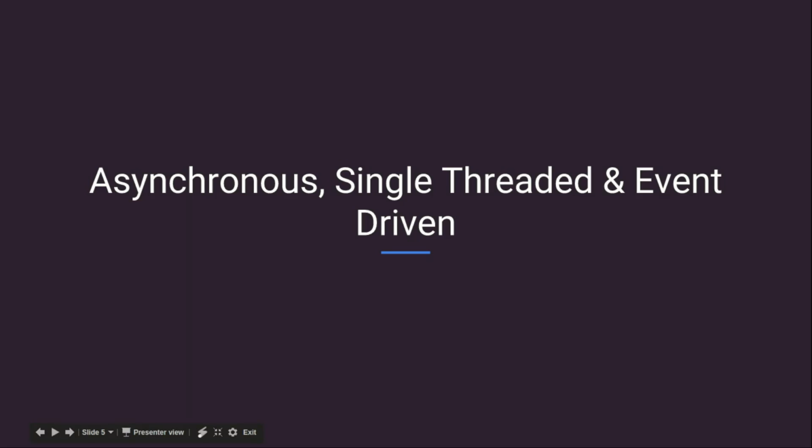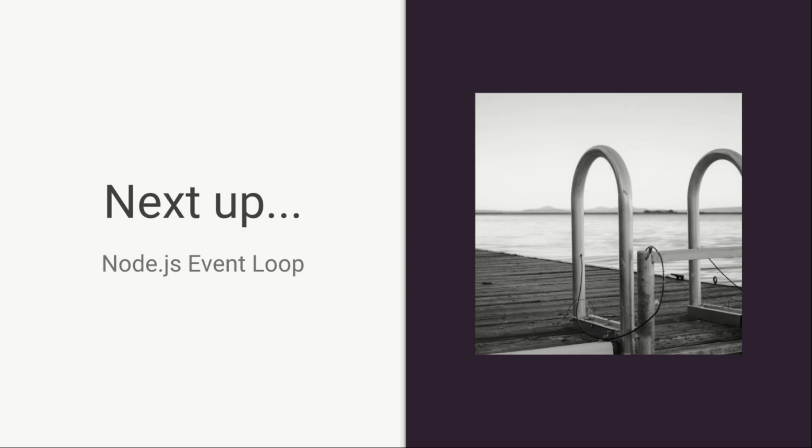So when you are talking about Node.js, you have to remember these three words regarding Node.js. It is asynchronous, it is single-threaded, and it is event-driven. So what exactly do we mean by all of that? In my next video, I am going to explain what Node.js's event loop is and why it is a good model for something like Node.js.